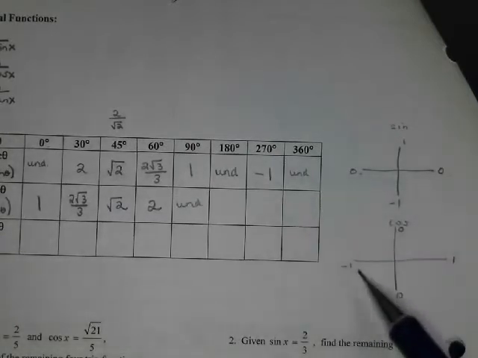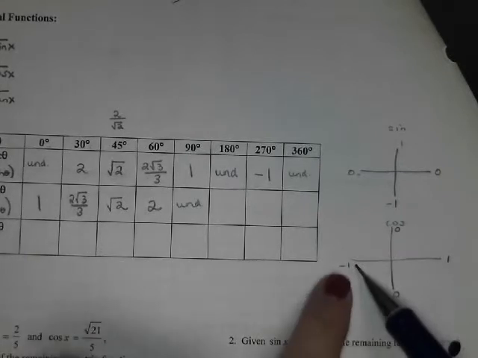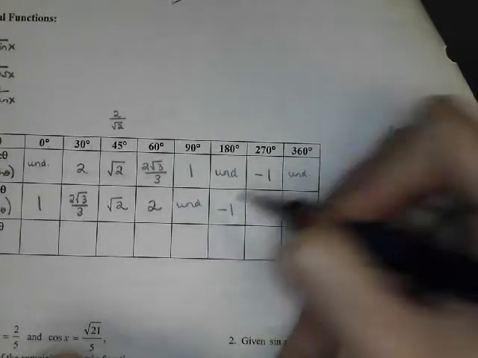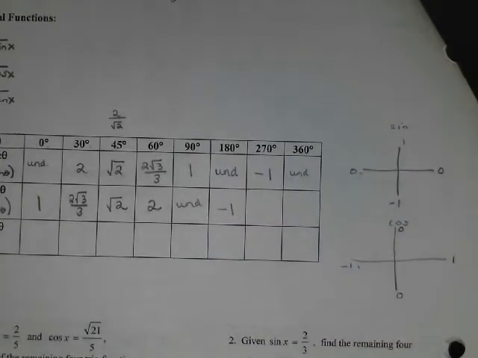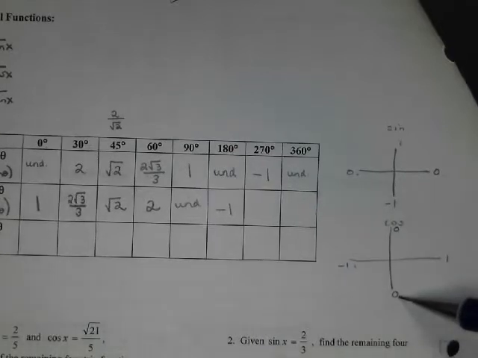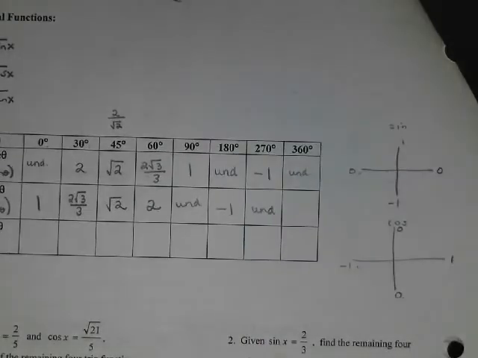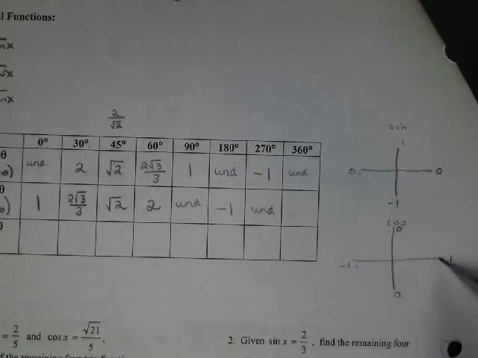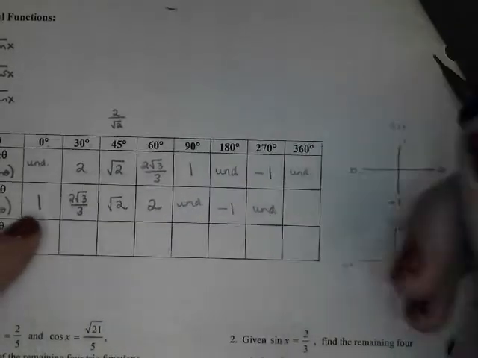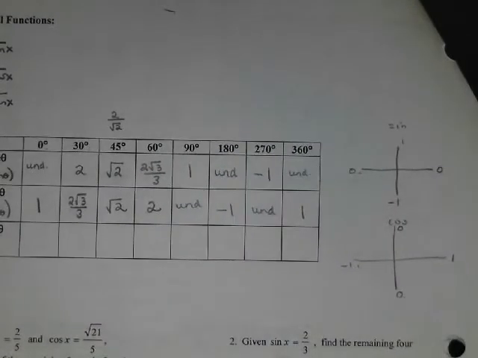So if I want the secant of 180, I'm going to take the cosine of 180, which is negative 1, and flip it. Still negative 1. If I want the secant of 270, I'm going to find the cosine of 270, which is 0, and flip it, which is undefined. And if I want the secant of 360, well, that's going to be the same as the secant of 0, so 1.